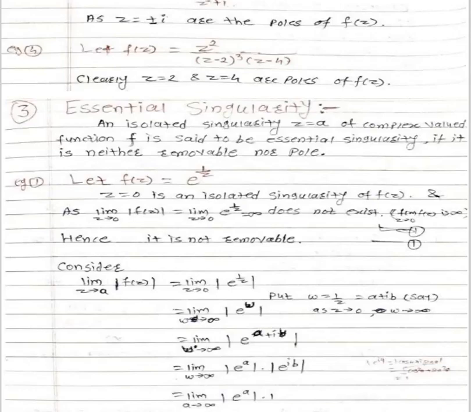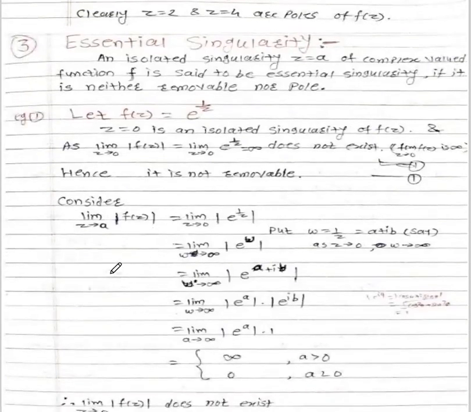For example, f of z equal to e to the power 1 upon z. So here z equal to 0 is an isolated singularity of f of z. If you put z equal to 0, limit z tends to 0 of mod f of z for a removable singularity, limit z tends to 0 of e to the power 1 upon 0, that is, you will get infinity. E to the power infinity means that it is infinite, does not exist. So therefore it is not a removable singularity.